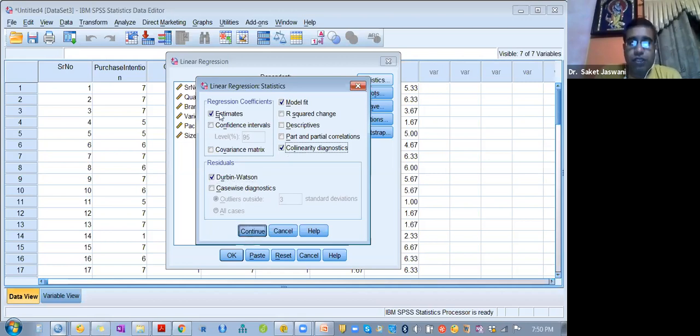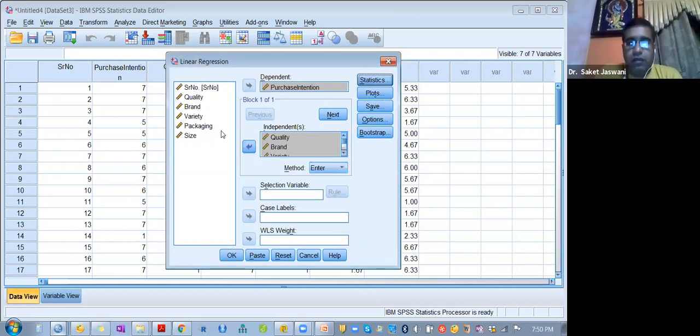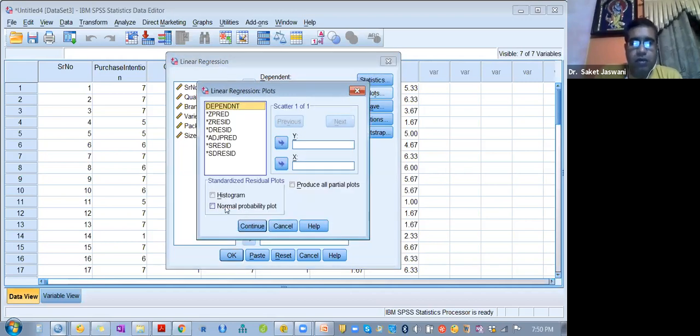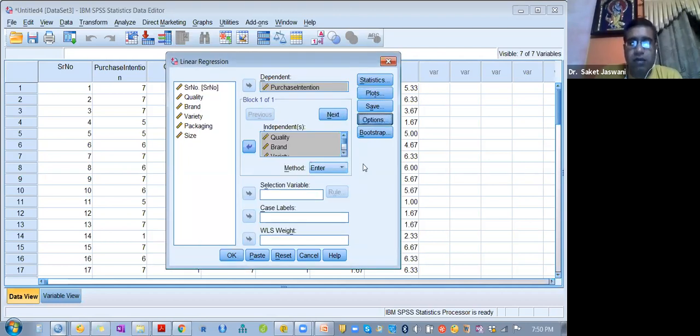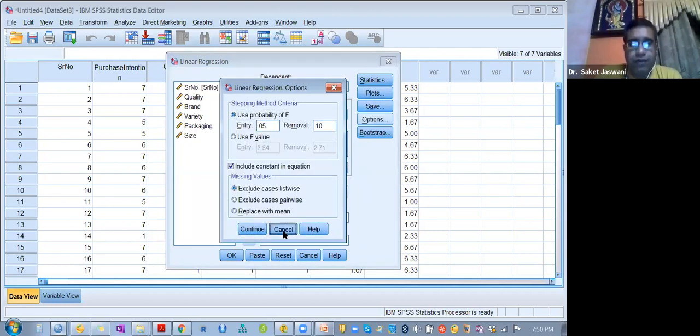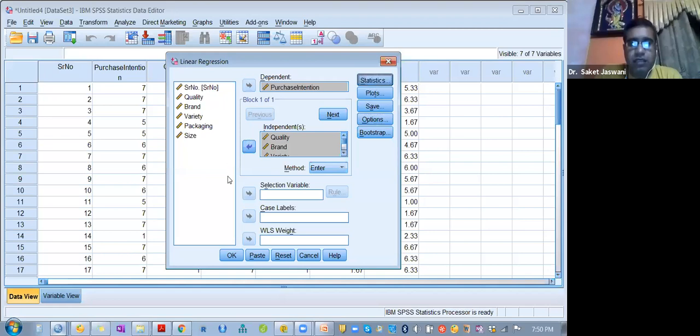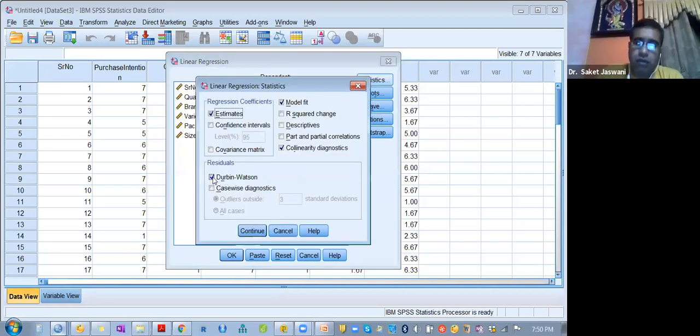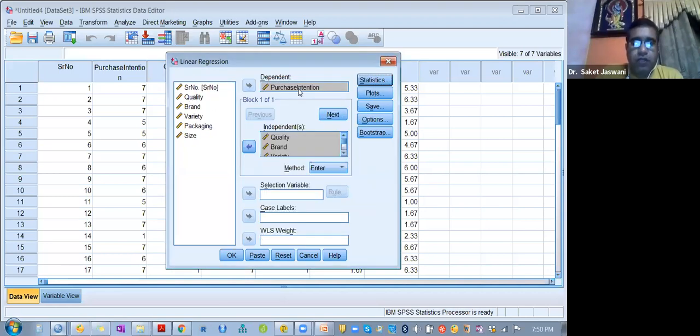Okay, click on Continue. Nothing else has to be done elsewhere. You can also check normality here, the normal probability plot, but do not do it right now. In Statistics, you just need to check the Durbin-Watson test. If you want to check collinearity, you can check this also, right? So transfer purchase intention to dependent and the rest to the independent box and click on OK.